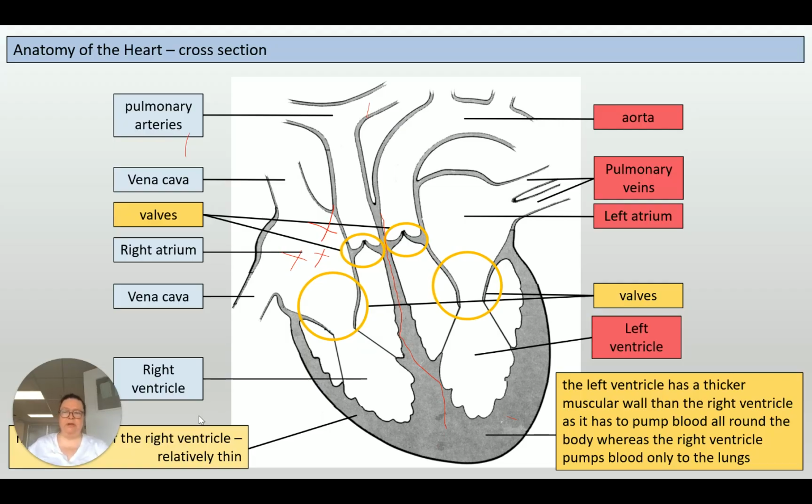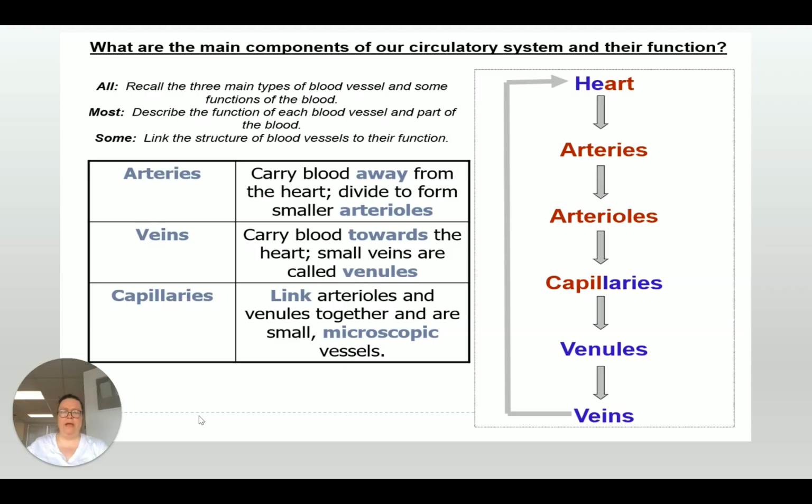Okay, so the next thing we need to do is look at the blood flow around the heart and make sure we all are okay with that. But before we do that, let's just double check the main components of our circulatory system. So we've got arteries, which carry blood away from the heart. We've got veins that carry blood towards the heart. And then we've got capillaries, and they are those tiny, tiny blood vessels, and they run past every single cell to drop off oxygen, drop off glucose, pick up carbon dioxide.